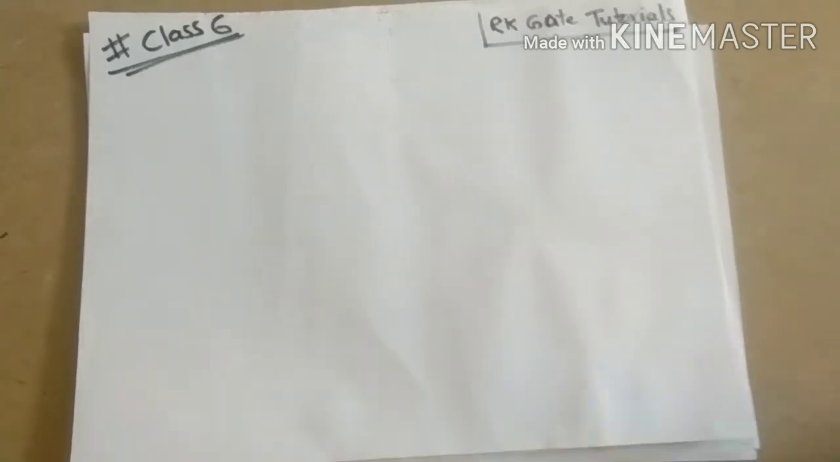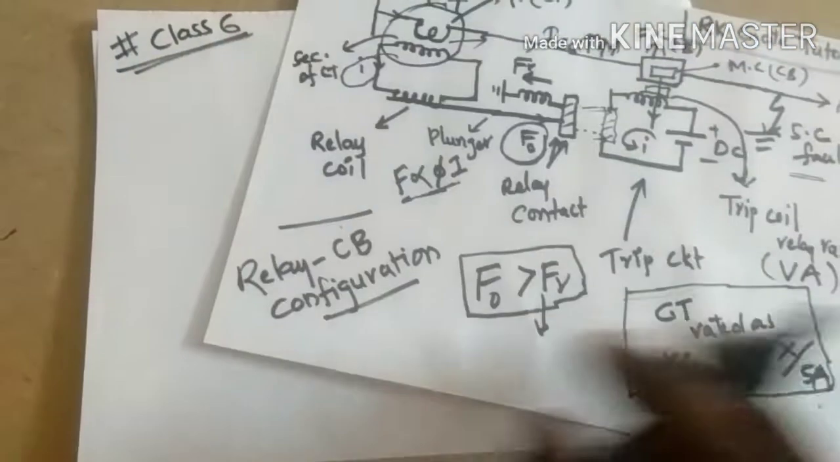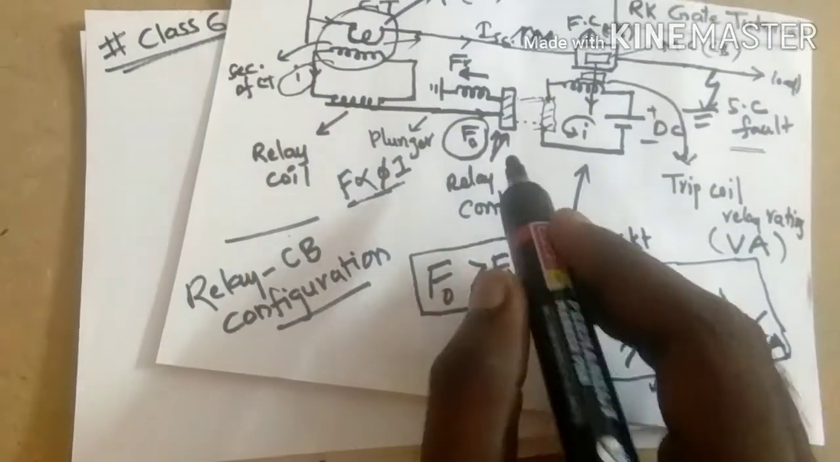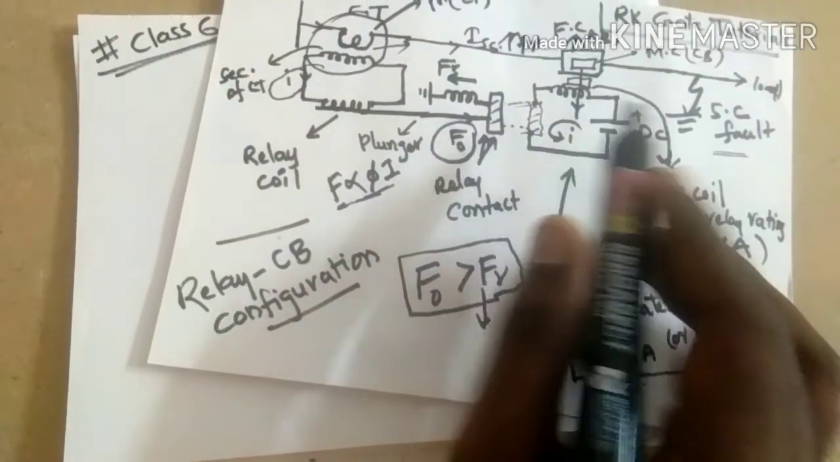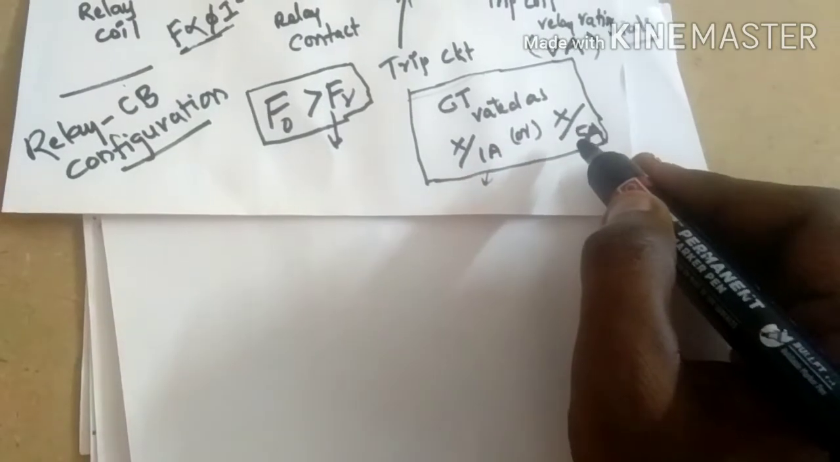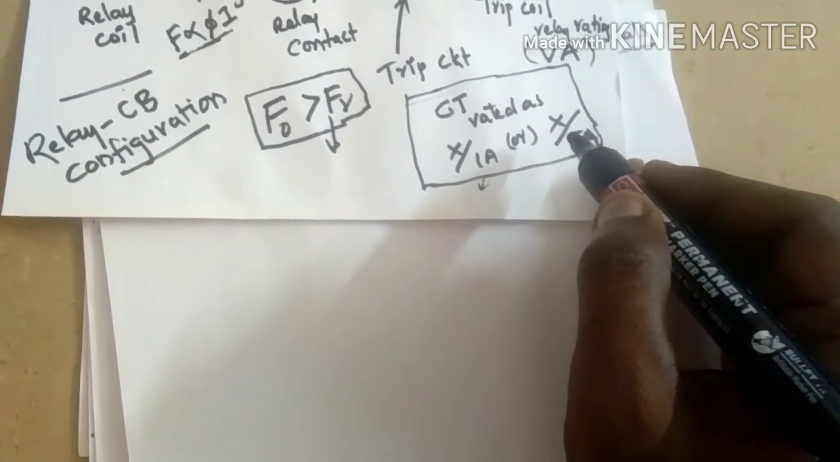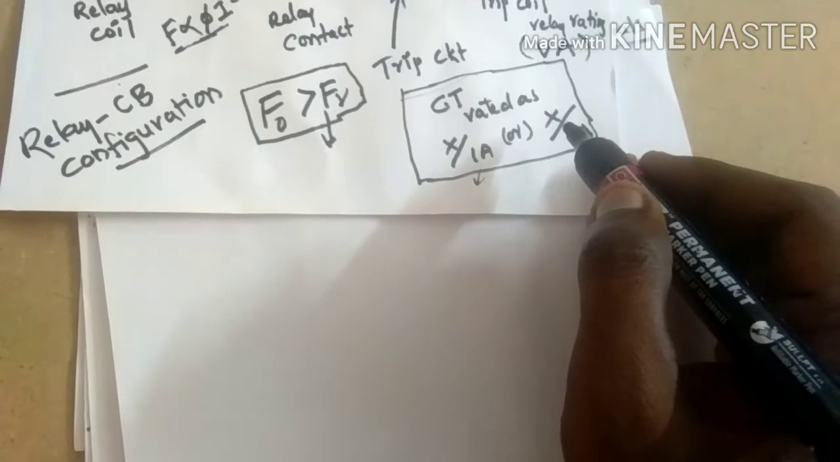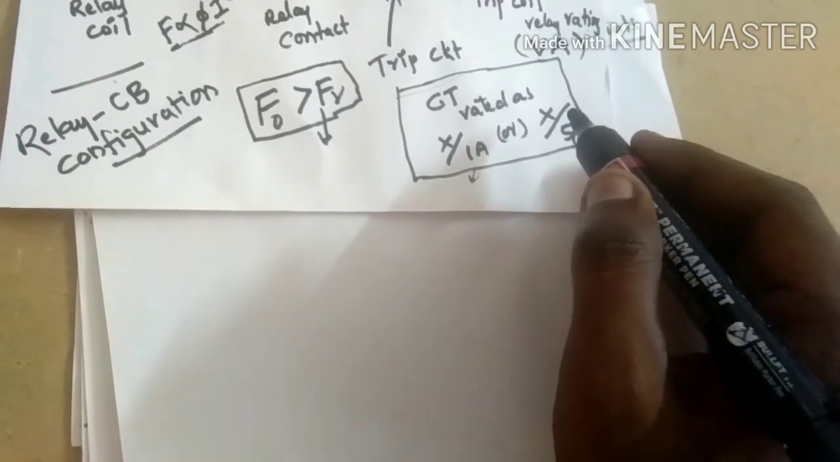In the previous class we discussed the relay circuit breaker configuration, and I hope you have seen it. If not, please go back to my channel and see the video. I also explained that the CTs are rated as X by 1 amp or X by 5 amps, and today in this class we will discuss the instrument transformer. In the same way, let me explain a small example regarding this relay and circuit breaker configuration in coordination with CT.